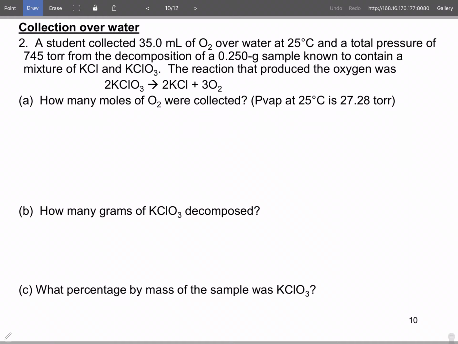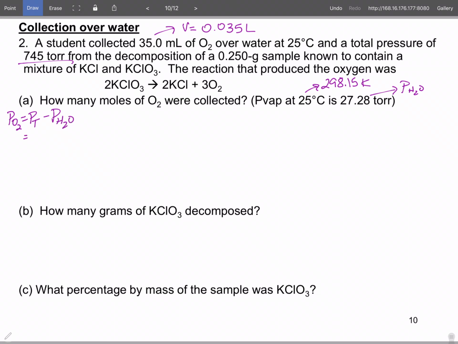So our vapor pressure at 25 degrees is given there. So this is the pressure of water. All right, this is temperature in degrees C, so it's 298.15 K. So our volume here is equal to 0.035 liters. And we have a total pressure of 745 torr. So my pressure of oxygen dry is equal to my pressure total minus my pressure of the water vapor.